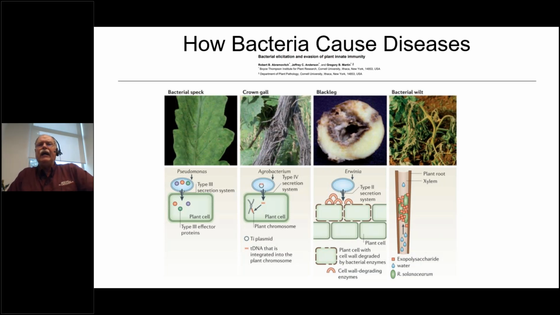And then finally, we do have vascular wilts with bacteria as well that live in the vascular system. These are a whole different kind of group of organisms. And I just wanted to make sure that they got in there to let you know that some bacteria do produce vascular wilts in plants.